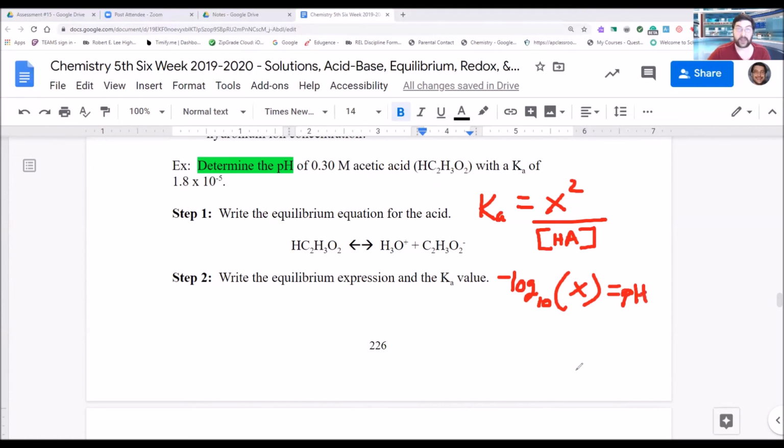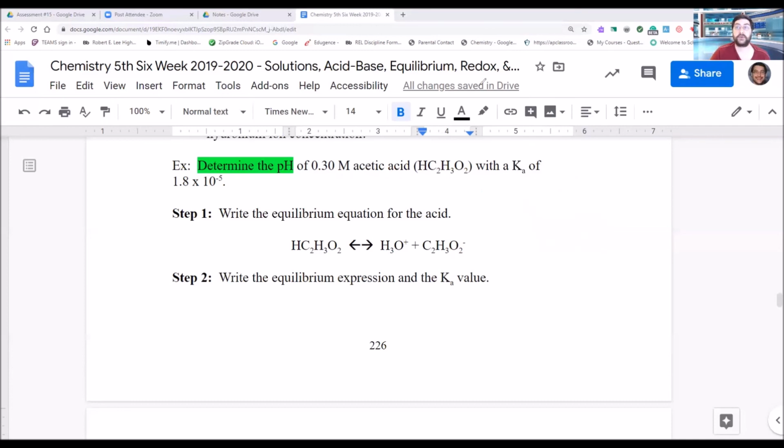Okay, so that covers your acid-base notes through all of the calculations for strong and weak acids and bases, as well as the types of acids and bases, Arrhenius and Bronsted-Lowry. Now, let's move into our notes on oxidation reduction.